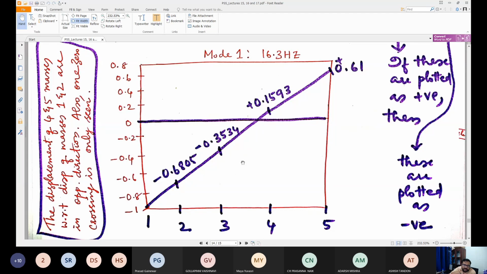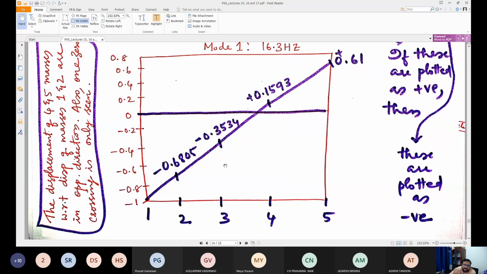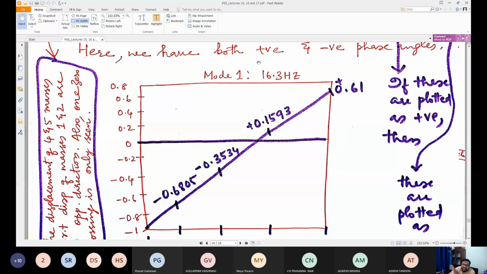What this means is when these three masses are moving in a particular direction, these two masses are moving in the opposite direction. That means there is a mode of oscillation between these three masses against these two masses at a frequency of 16.3 Hertz. That is the meaning. So this is one mode included in this oscillation. Three masses together oscillate against two masses. That is the 16.3 Hertz oscillation.